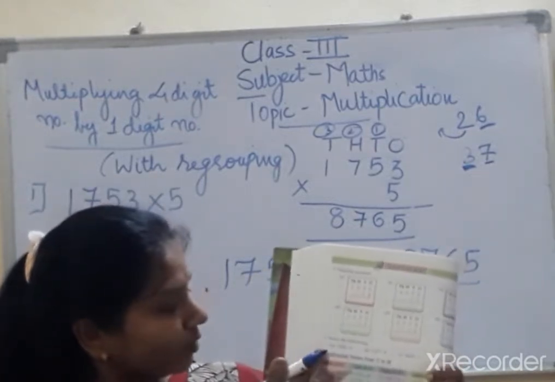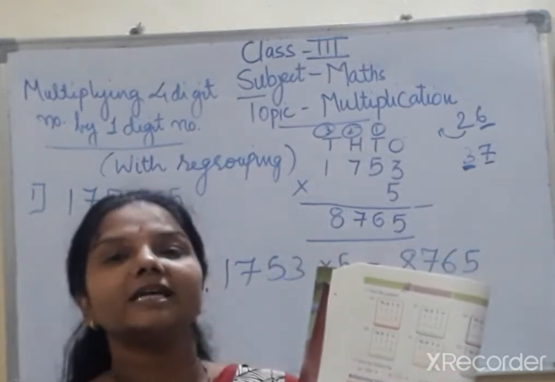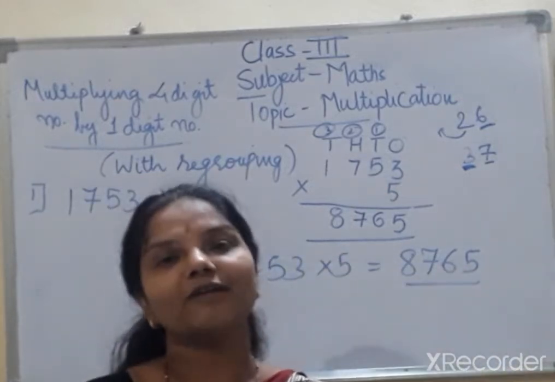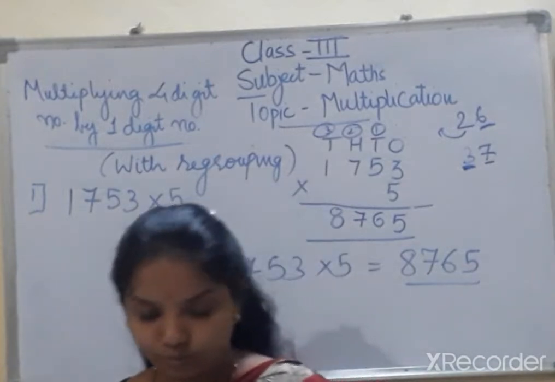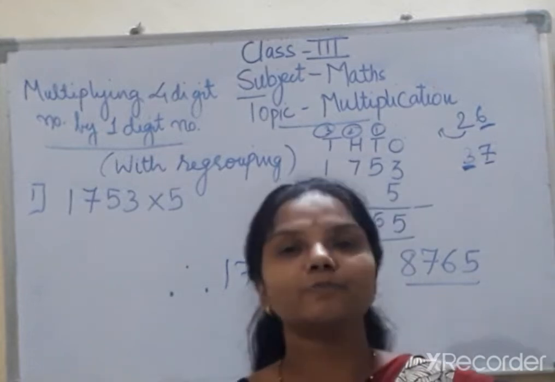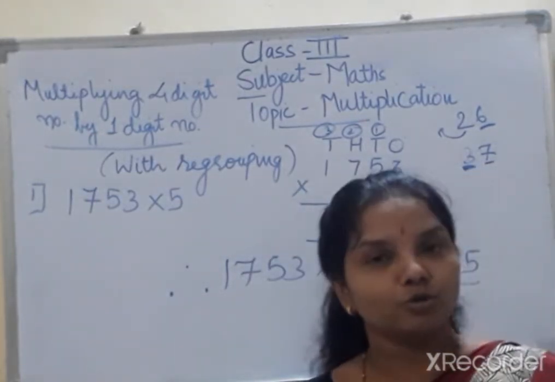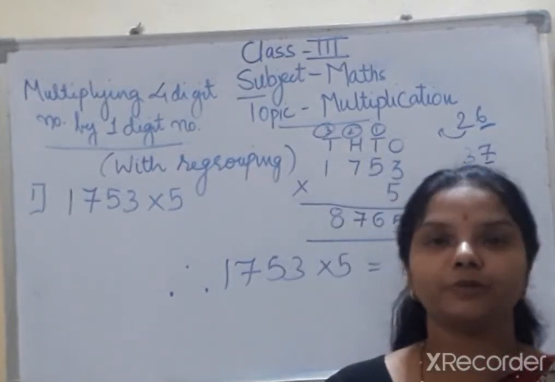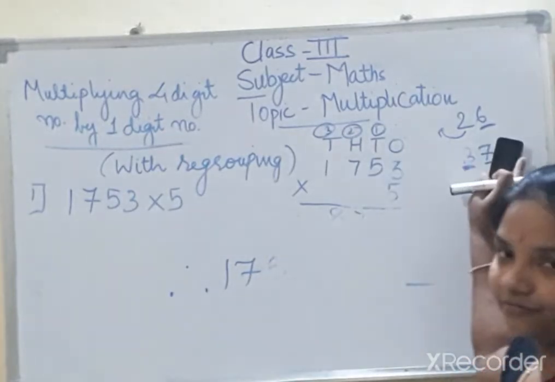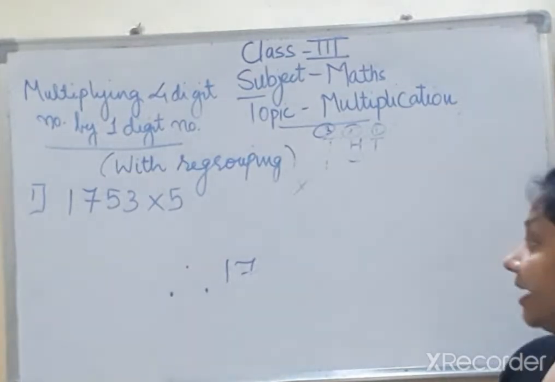Now let us see the second question. What is the second question? Solve the following. Now here there is no place for solving. When there is no place for solving in the textbook, you have to solve it in your notebook. But I would tell you that it is better if you write down all the questions or solve all the questions in the notebook. This will be a practice for you. Yes. And we know that practice makes a man perfect. So if you practice more, you are going to be perfect.